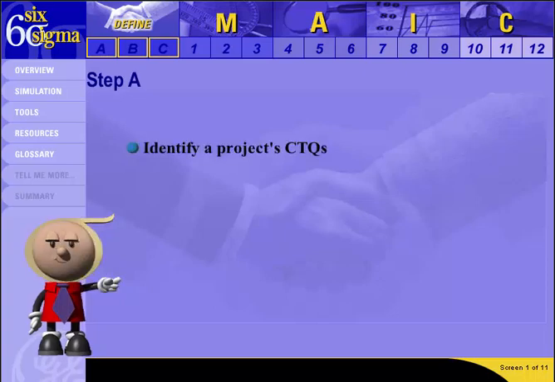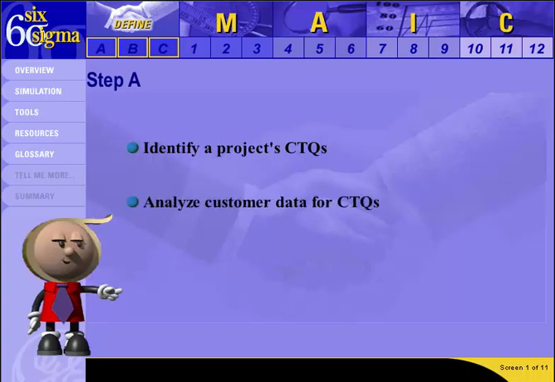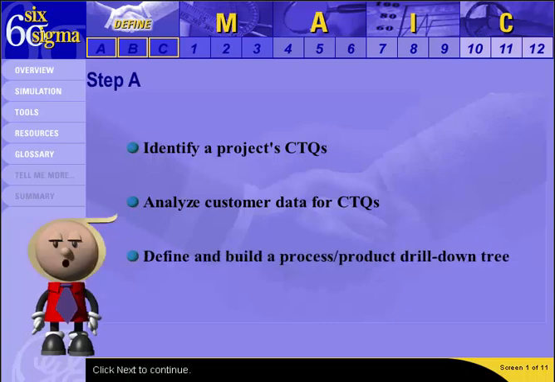In Step A, you identified a project's CTQs. If you recall, identifying the customer is the first step in understanding the project CTQs. Next, we analyzed data from the customer to figure out what the customer wanted. Finally, you learned about the process product drill-down tree, which is a way to integrate CTQs and business strategy.